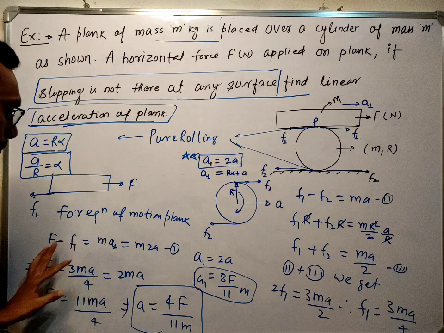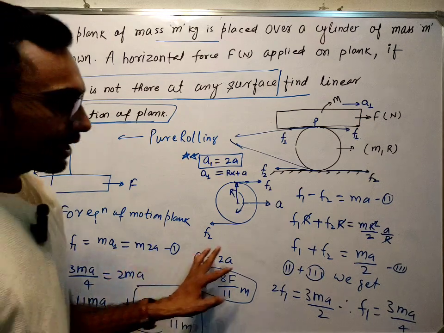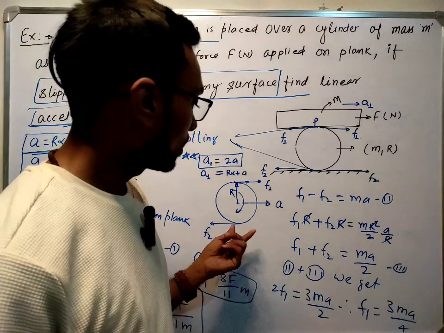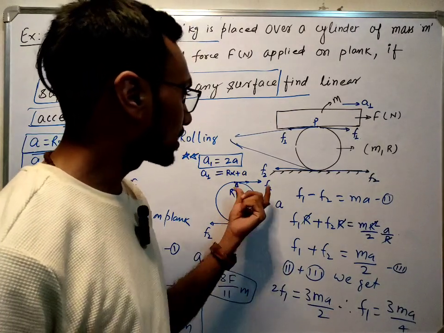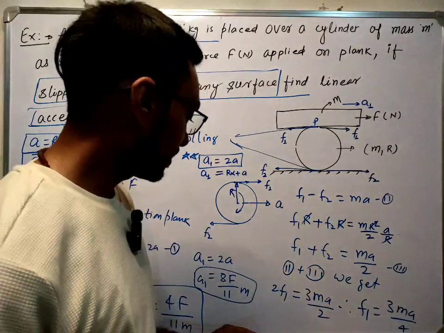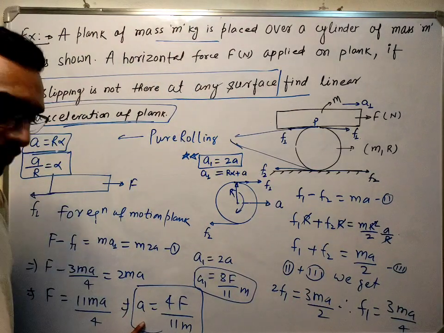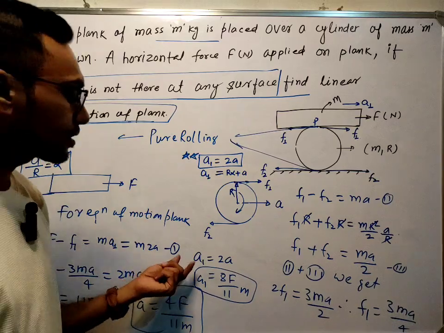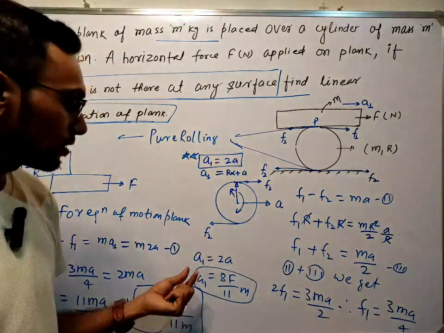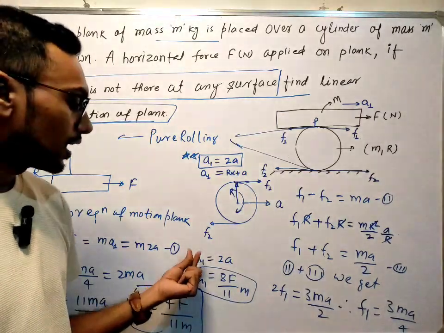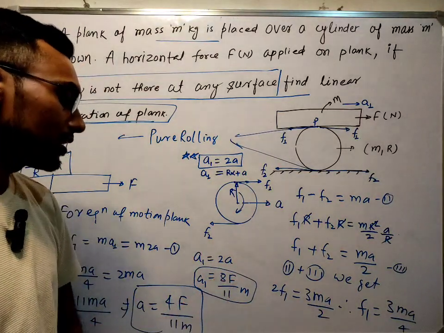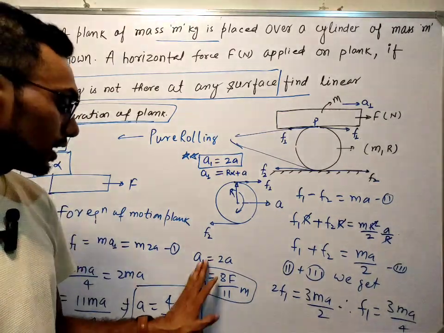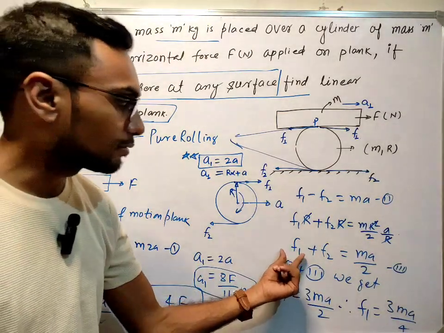After writing the equation of motion of the plank as the first equation, then the second equation from the motion of the cylinder, and then the third equation is the torque acting on the cylinder, after simplifying these three equations we get the value of a. So the value of a is 4F by 11m, and we have to ask the acceleration of the plank, so we put A1 equals 2a, and our answer is 8F by 11m. Once we get the value of A1 or a, we can easily find the values of F1 and F2 also.